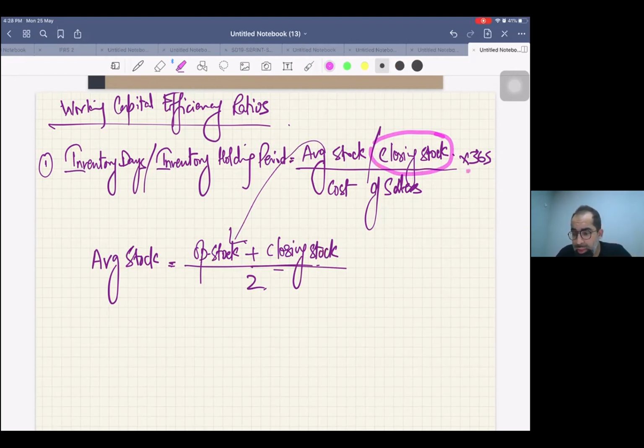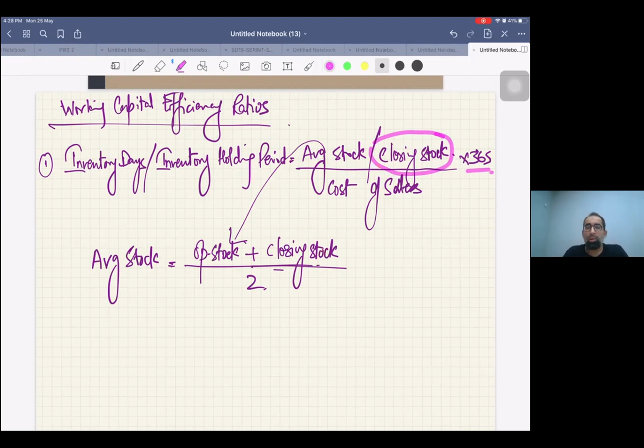Now one more thing, if you want the answer in days, then use 365. If you want the answer in months, there are 12 months in a year, so multiply it by 12. If you want the answer in weeks, there are 52 weeks in a year, so multiply it by 52.